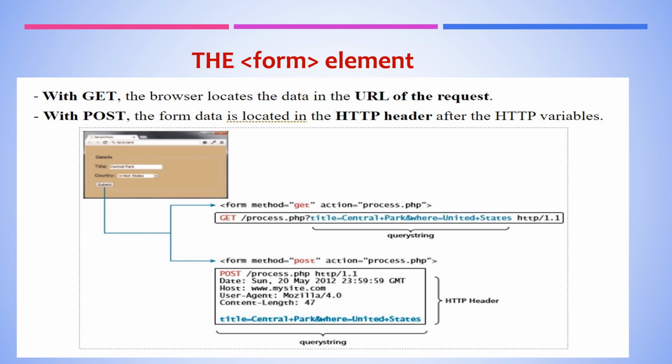Get appends form data into the URL in name-value pairs. The length of a URL is limited, about 3000 characters. Never use get to send sensitive data. It will be visible in the URL. It is useful for form submission where a user wants to bookmark the result. Get is better for non-secure data like query strings in Google. Post appends form data inside the body of the HTTP request. Data is not shown in the URL. It has no size limitation. Form submission with post cannot be bookmarked.